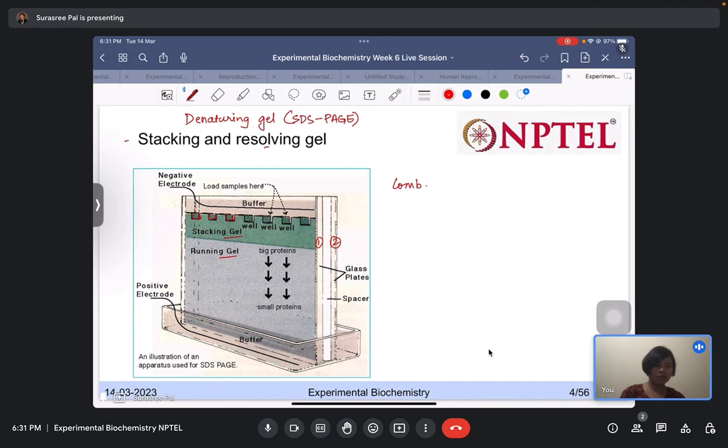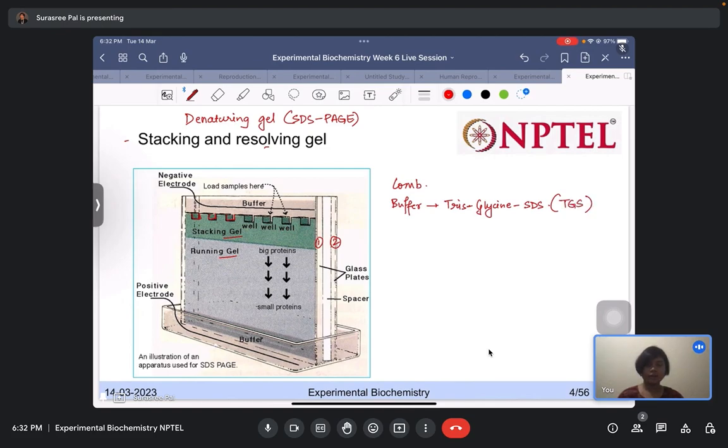Then what is done is, this glass plate sandwich is placed in a gel running tank, and we add buffer into it. This buffer composition is usually Tris-glycine SDS, or it is called a TGS buffer, Tris-glycine SDS.